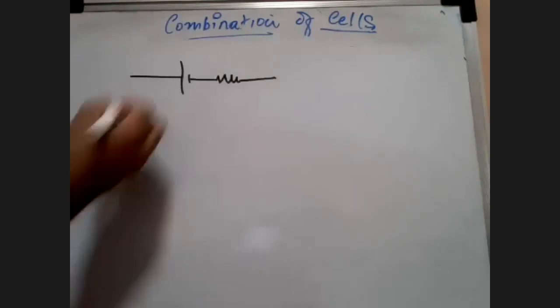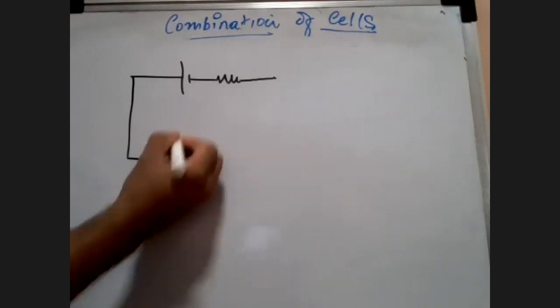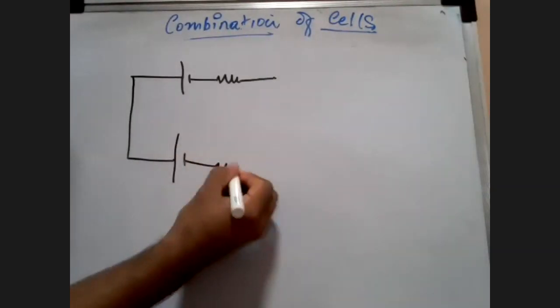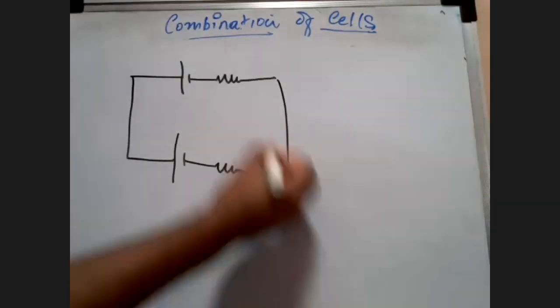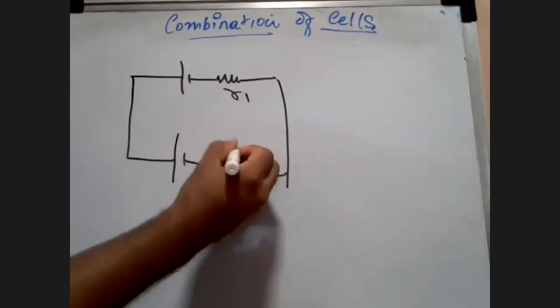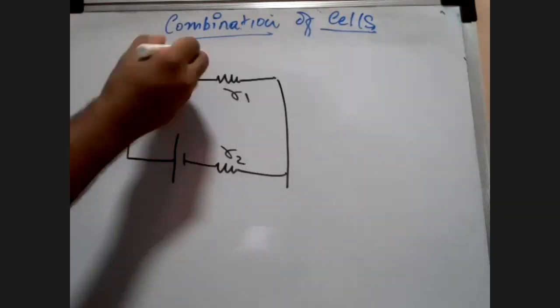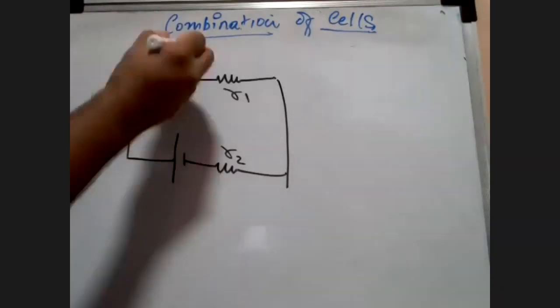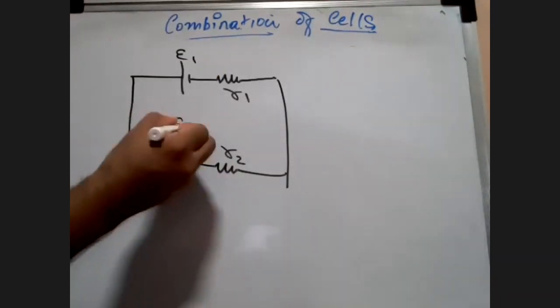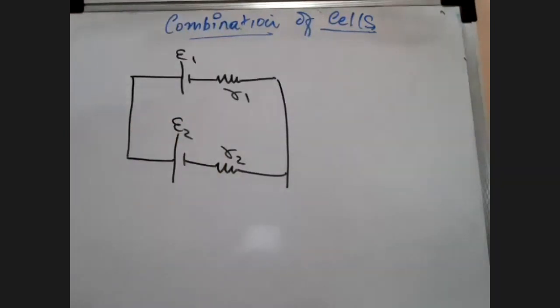Two cells in a circuit with their internal resistances to be R1 and R2, and let's say this is epsilon 1 and epsilon 2. Determine the current through the circuit. So it is again an easier thing to do. You have to just apply the equation.